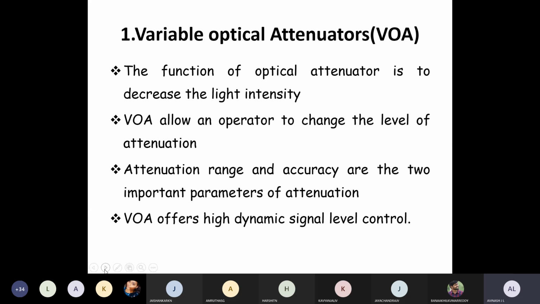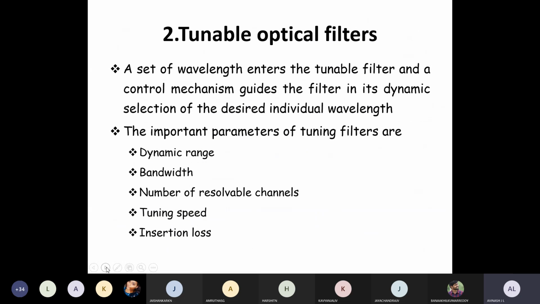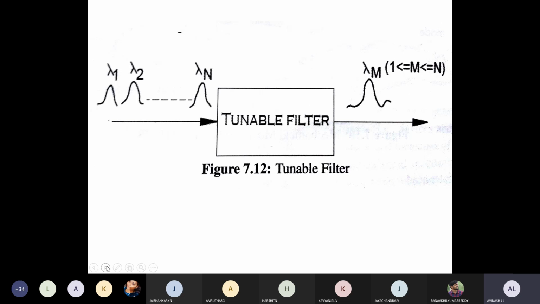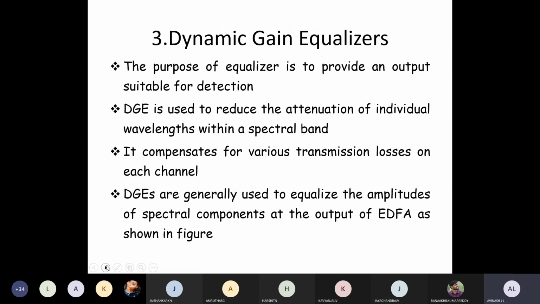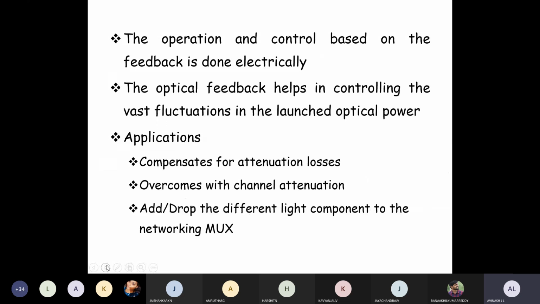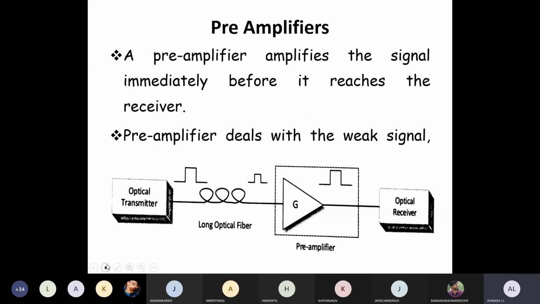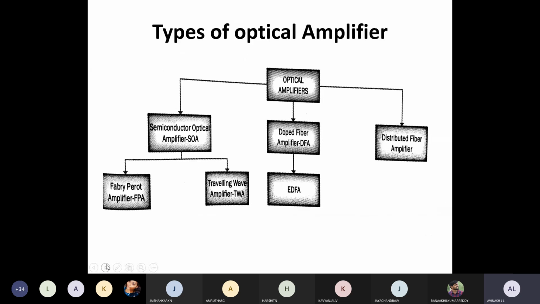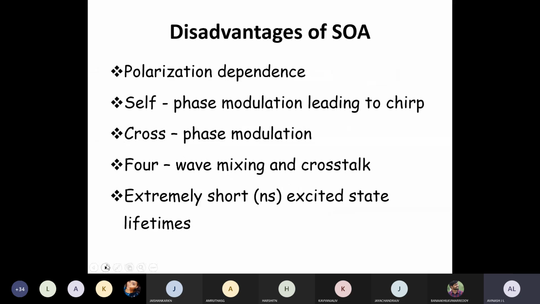So next is the variable optical attenuators, the VOA, we have seen. For all these active filters, for everything, there is a diagram and an explanation of it. All those things are very important. I can go through it. We have discussed each and everything. And later the last topic is types of optical amplifiers. We have discussed all these things today only.